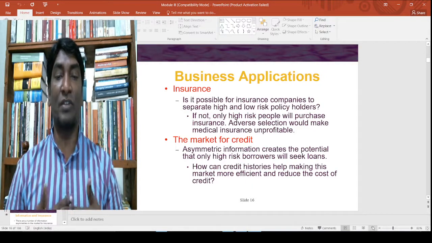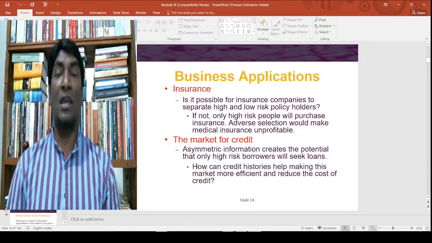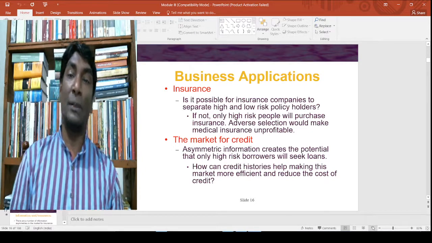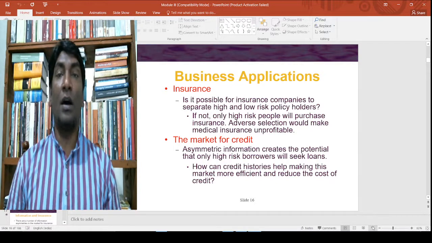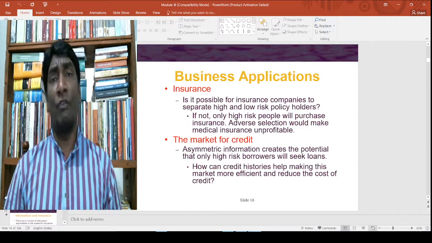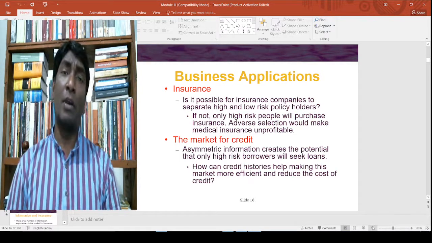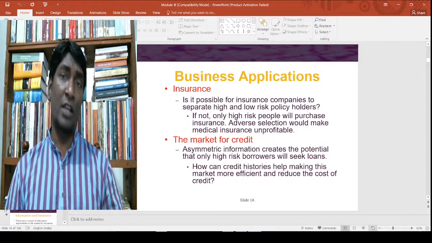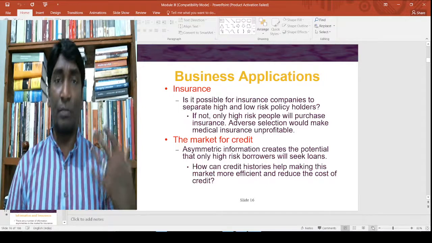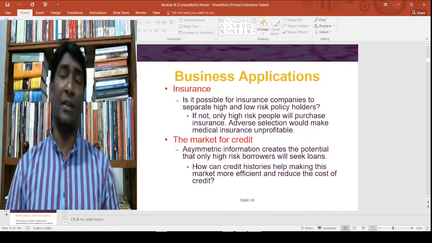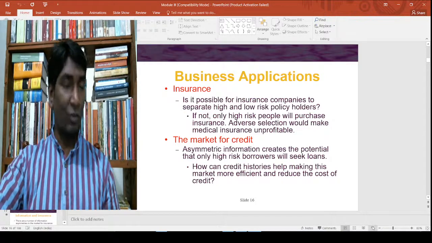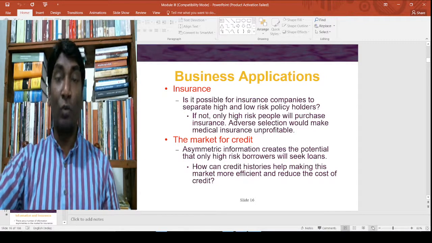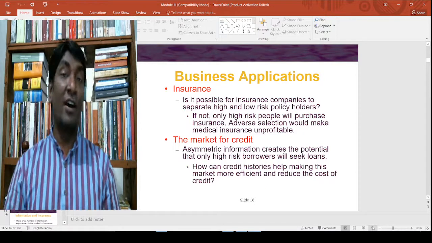Adverse selection will make medical insurance unprofitable. That is why normally older people, that is people with a specific age limit, have to pay a huge premium for their insurance, because normally they feel that those who are going to take insurance after a particular point are prone to have higher ailments. But even the people who have a higher quality of life or are in good health also have to pay a very high premium.